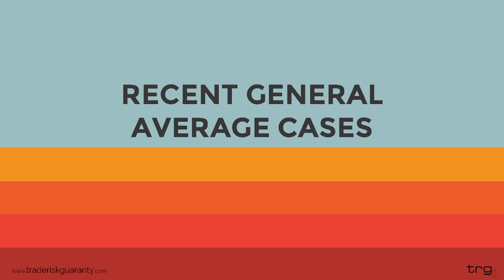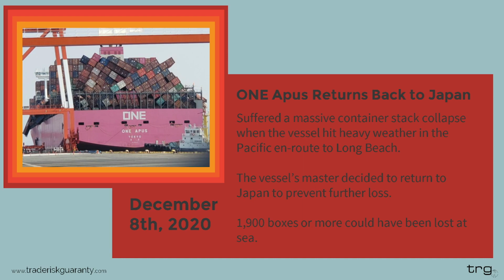So to better illustrate the frequency and unpredictability of these events, let's look at a couple of recent occurrences. The most recent example is very recent, as it just happened this past Tuesday. On December 8th, a vessel headed to Long Beach was forced to head back to Japan after encountering heavy weather in the Pacific. The weather caused a massive container collapse that resulted in approximately 1,900 containers or more, still being calculated, to fall overboard. Since this happened so recently, the final tallies of those lost containers is still pending, as well as a lot more information is still coming out.